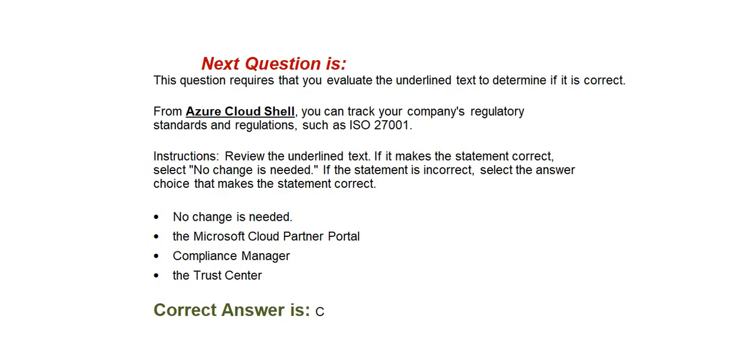Next question is, this question requires that you evaluate the underlying text to determine if it is correct. From Azure Cloud Shell, you can track your company's regulatory standards and regulations such as ISO 27001 instructions. Review the underlying text. If it makes the statement correct, select no changes needed. If the statement is incorrect, select the answer choice that makes the statement correct. Option A, no changes needed. Option B, the Microsoft Cloud Partner Portal. Option C, Compliance Manager. Option D, the Trust Center. Correct answer is option C, Compliance Manager.